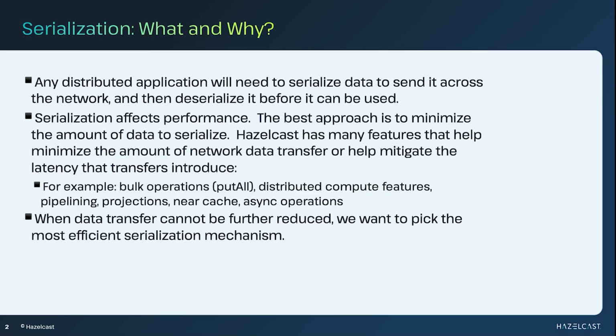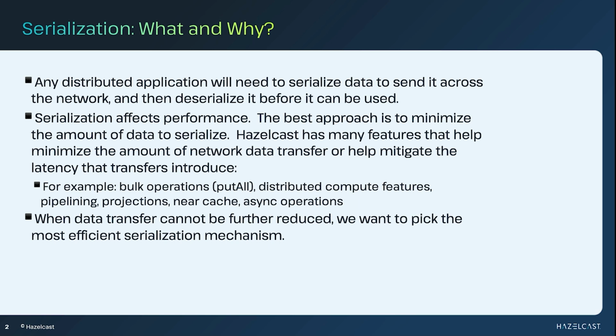Serialization is simply the process of converting objects into byte arrays. Anytime you move data across the network, you must serialize the data on the sending side and then deserialize it before it can be used. For a distributed application like Hazelcast, serialization is inescapable. But moving less data less often is a great strategy for improving performance.